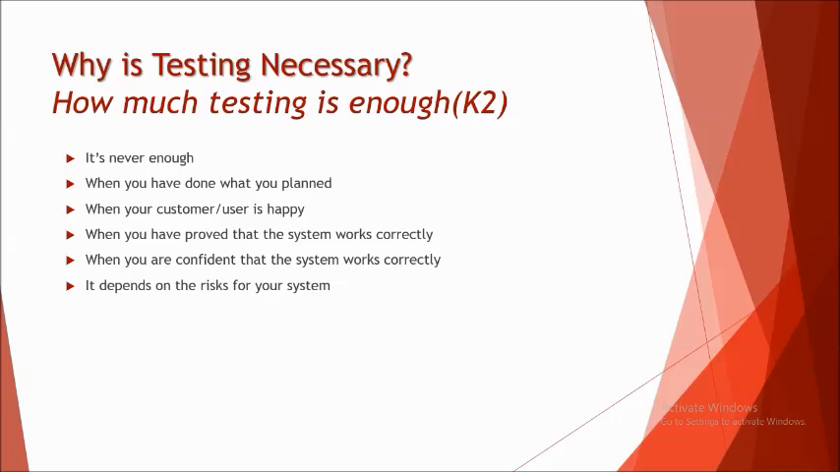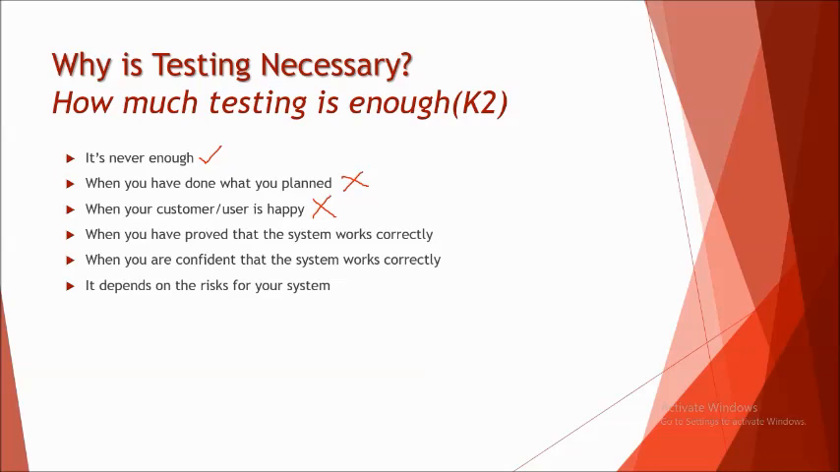So if you say it's never enough, yeah, obviously you can say that it's never enough at any point of time. When you have done what you have planned, it does not mean that you have tested enough, because your planning would be about something specific, not everything. When your customer is happy, customer would definitely not be happy if you just deliver something which is not tested completely. So your estimation would consider a lot of other factors compared to customer's happiness at that point of time to deliver the product.